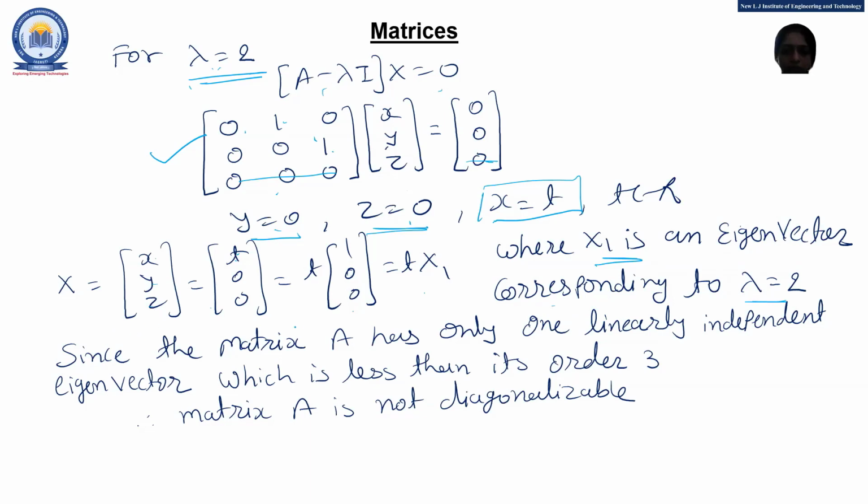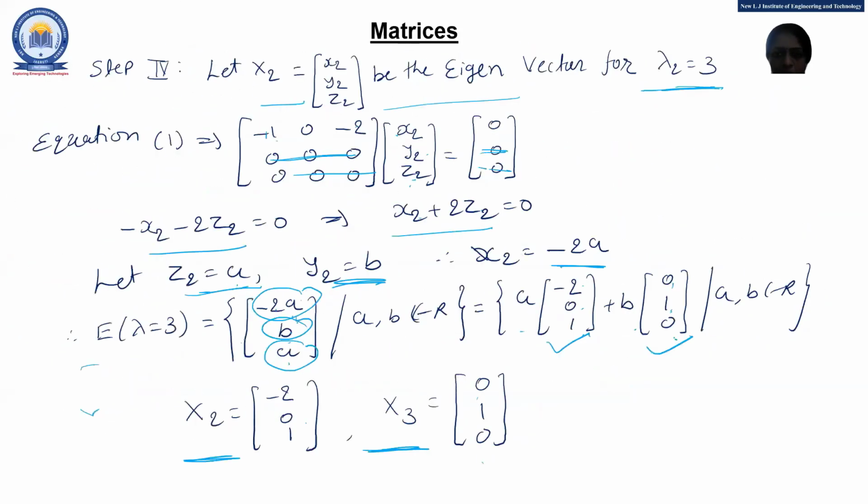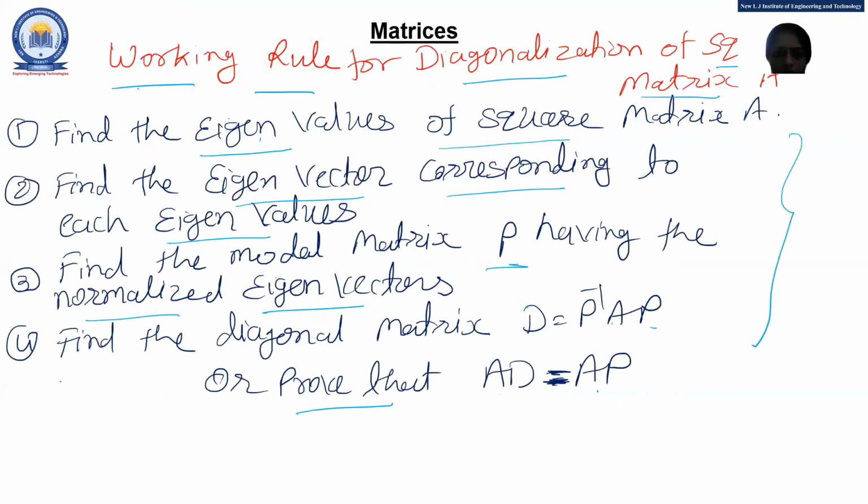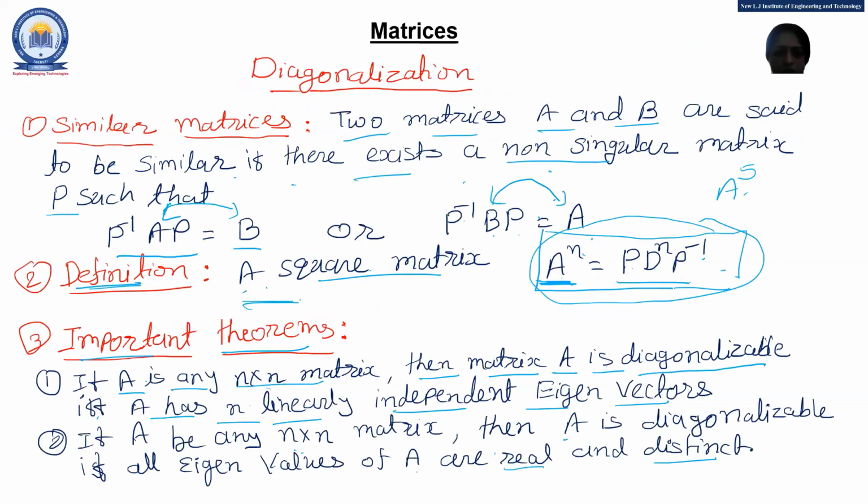Now listen carefully, this is the most important point. Since the matrix A has only one linearly independent eigenvector, which is less than its order 3, therefore matrix A is not diagonalizable. I have told you about the statement of the two theorems. See this one.